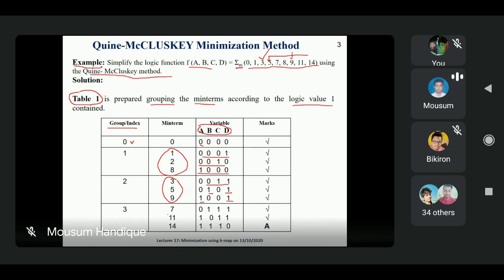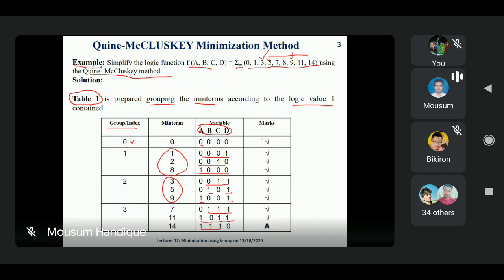So next, how many minterms are remaining? 7, 11, and 14. When we write 7, 3 ones occur. Here also, when we write 11, 3 ones occur. And for 14 also, 3 ones occur. So this is also one particular group. Now this last column, whatever we fill in with this particular symbol, comes later. So Table 1 is already completed.